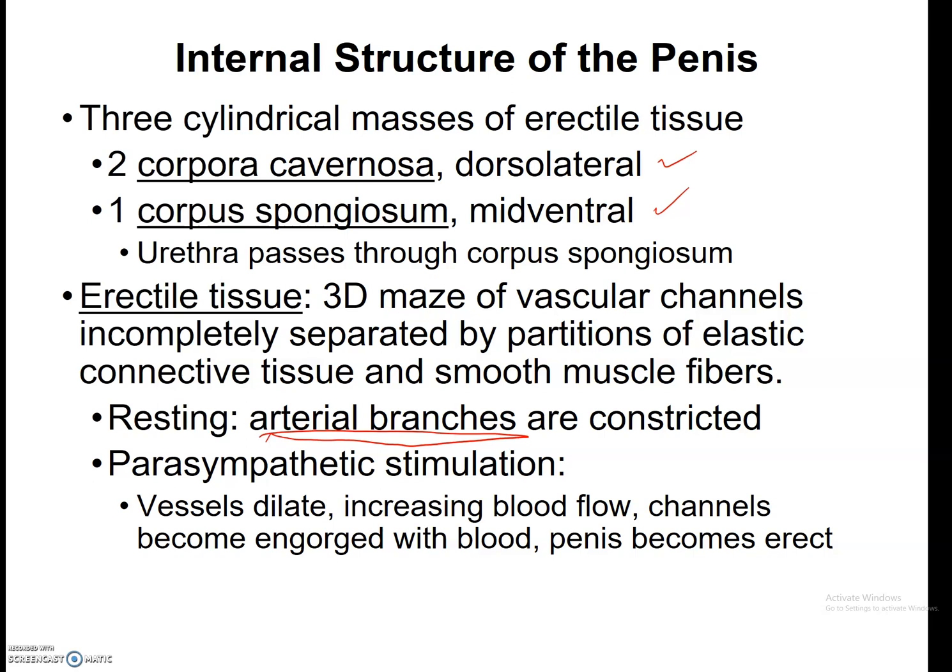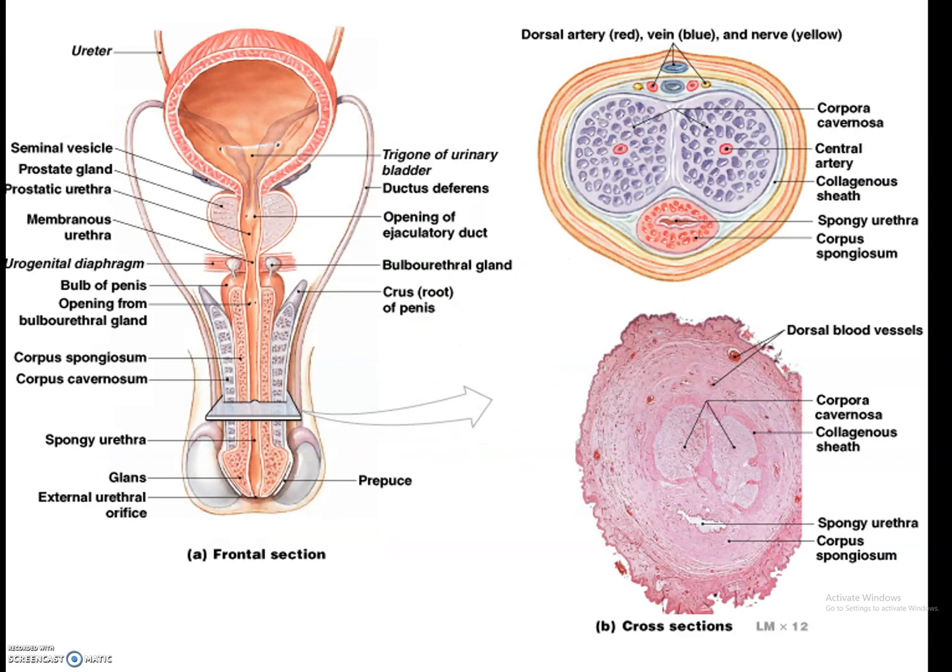the circulatory system. And so under parasympathetic stimulation, all right, so not sympathetic, not fight or flight, but rest and digest, stimulation will cause these blood vessels to dilate, to increase blood flow to the region. The channels then become engorged with blood and the penis can become erect.